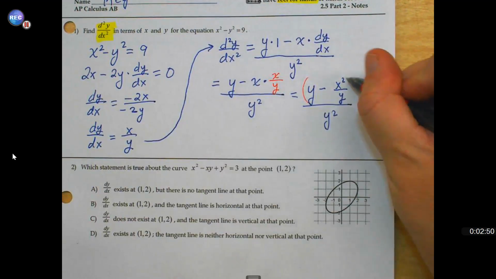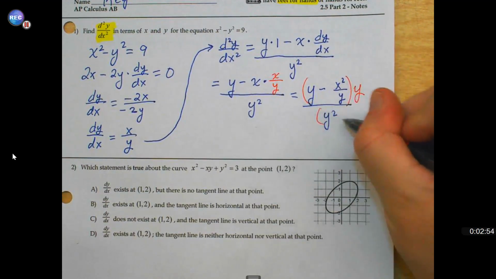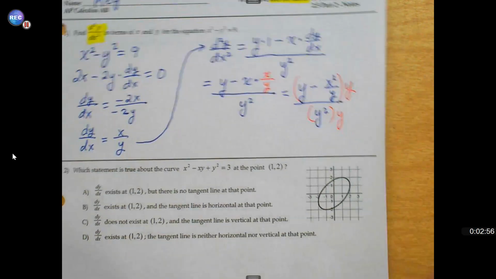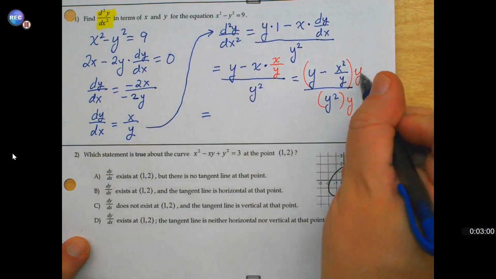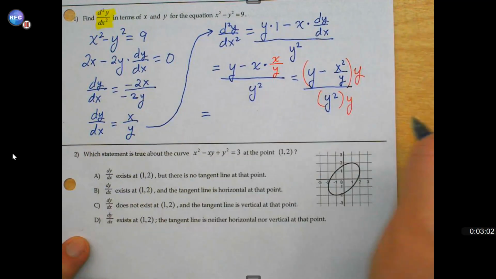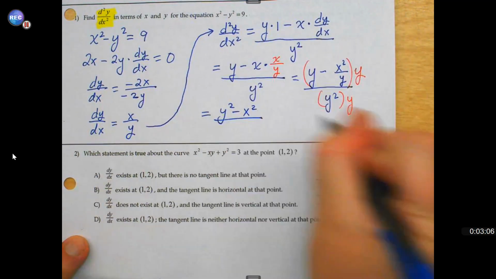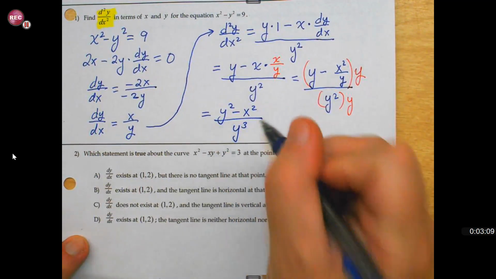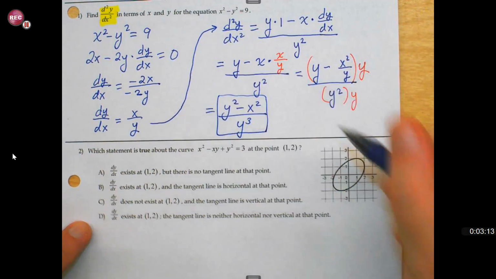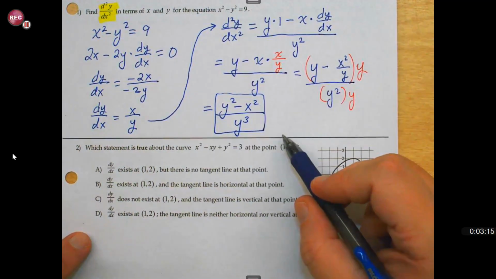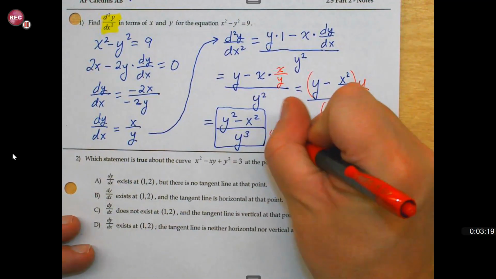So to do that, I could just multiply everything up here by y, but that means I'm going to have to multiply everything in the denominator by y as well. So distributing that y to the parentheses would make my new numerator y squared minus x squared. In the denominator, now I have y cubed. So my final answer is in terms of x and y. It is simplified so that there's no complex fraction. But I'm just going to do an "or" here.